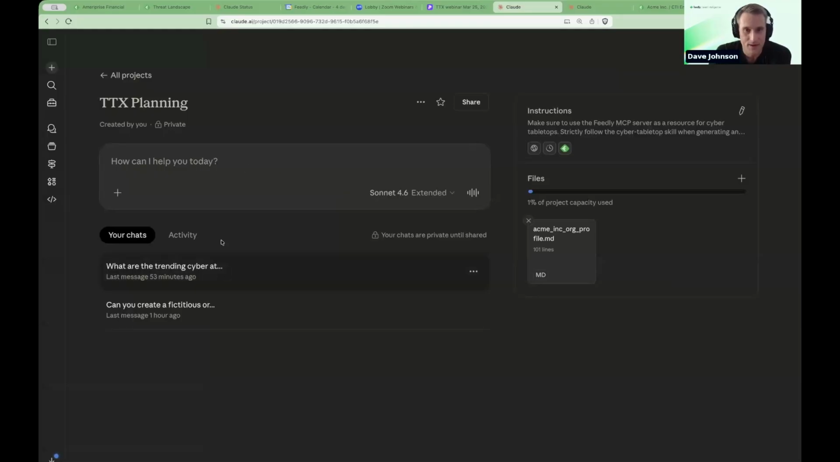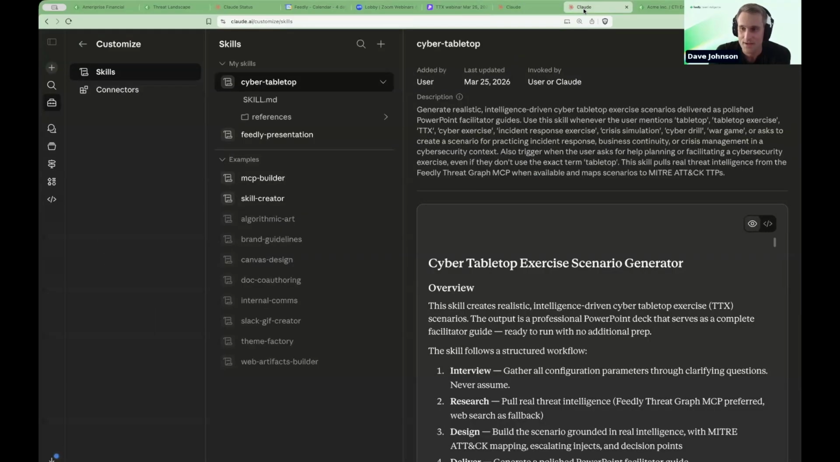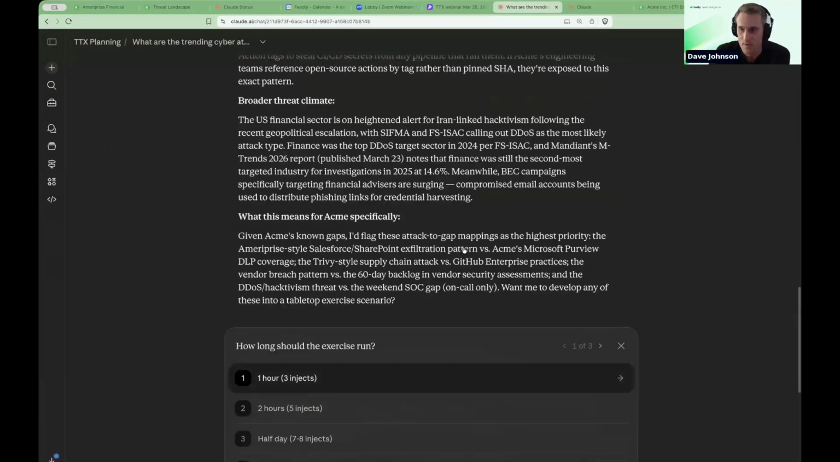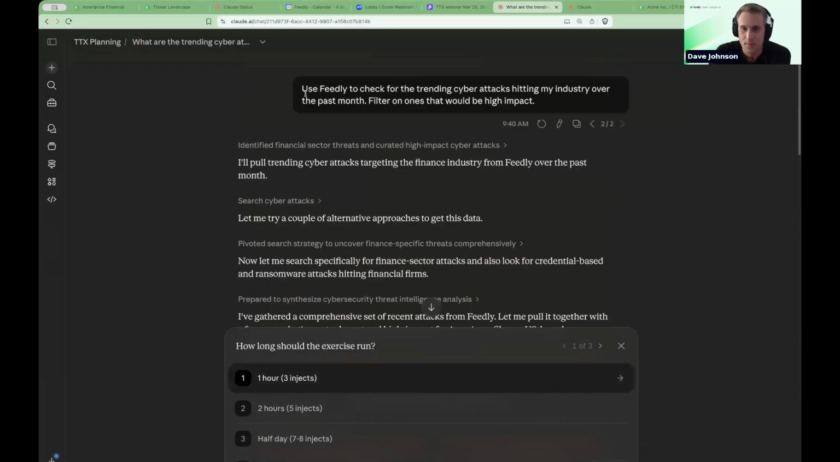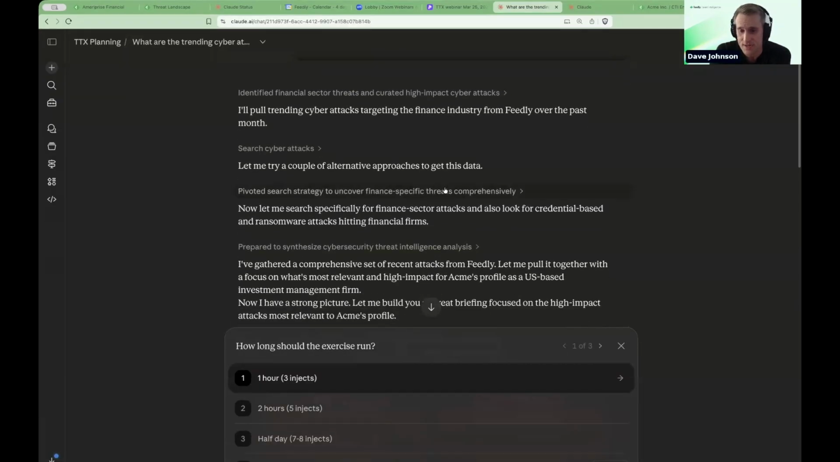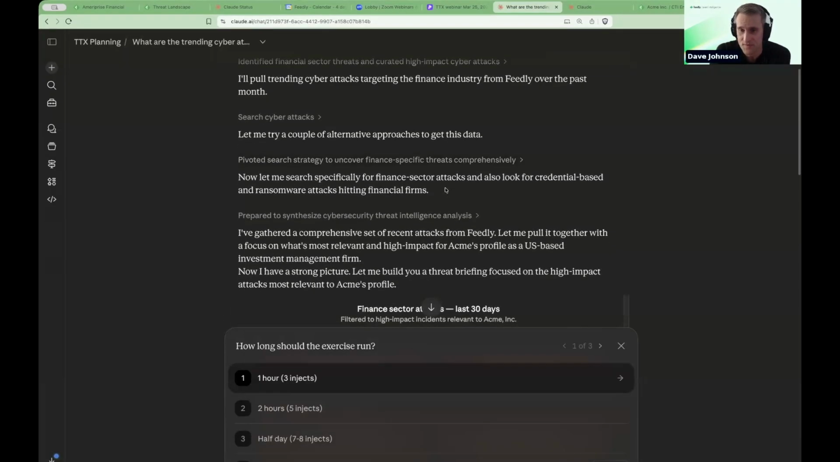But then here, I think I ran out of tokens last time I did this. So I wanted to show you how the chat evolved when I was playing with this earlier today. I basically asked, in this TTX planning project folder, to check for cyber attacks hitting my industry over the past month and filter on the ones that would be highest impact. And the latest model of Claude, Opus 4.6, is pretty intelligent and actually really good at synthesizing data like this and creating those filters.